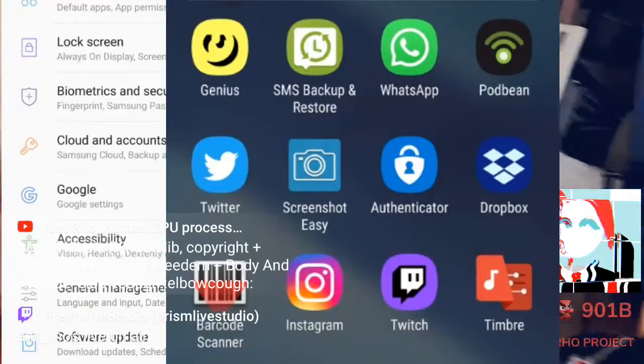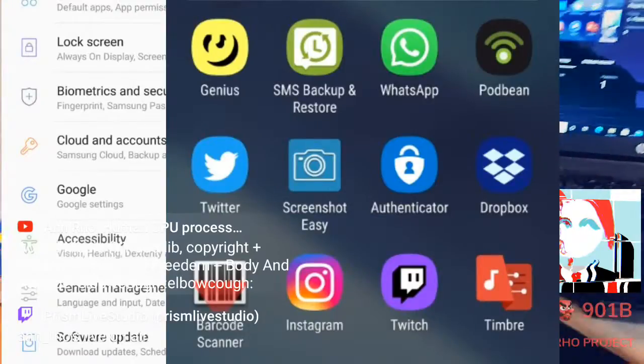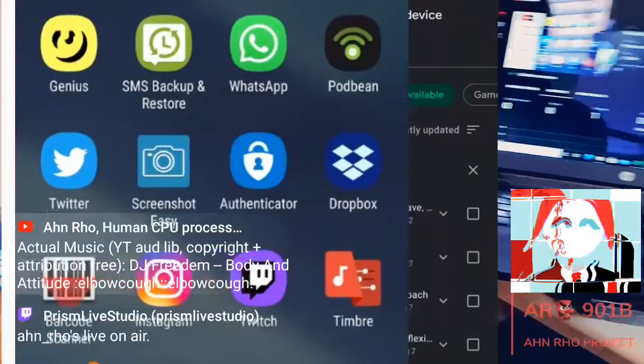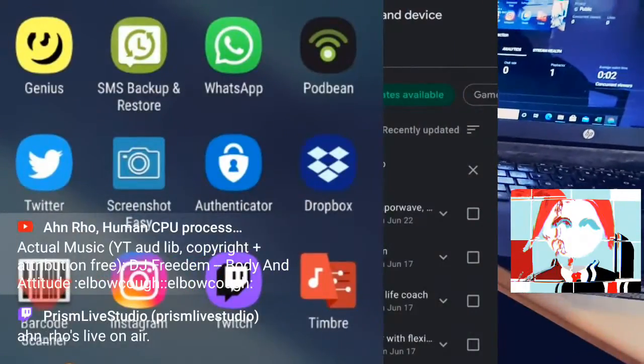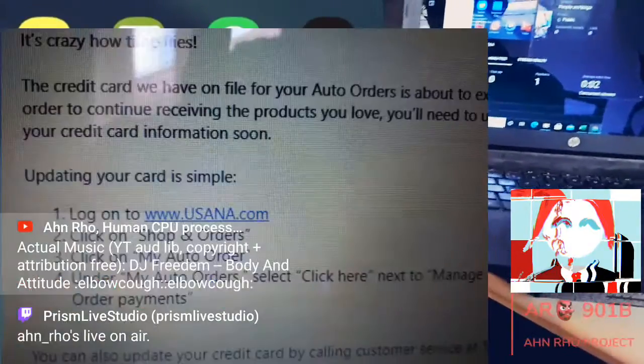No. So alright, here's the app. So I uninstalled Periscope, and the apps have just shifted up here on the screen panel on my phone. See some of the apps there.